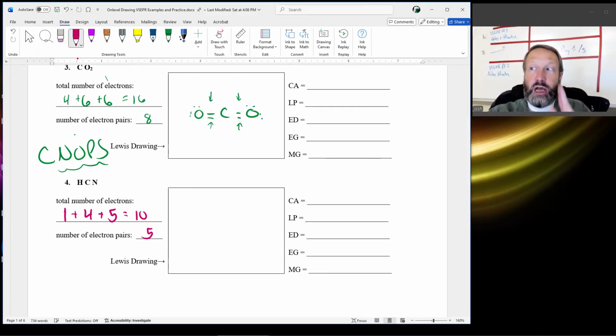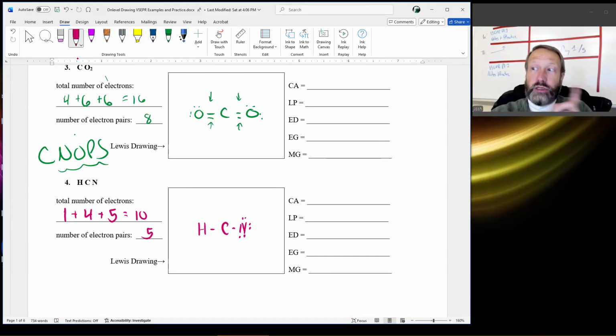Now, hydrogen cannot be in the middle. So it's between carbon and nitrogen. Carbon's the least electronegative. It's literally farthest from fluorine on the periodic table. So I'm going to use carbon. I'm going to connect hydrogen. I'm going to connect nitrogen. Now, so far I've used 2 of my 5, but I go on to this not hydrogen element, and I put the lone pairs.